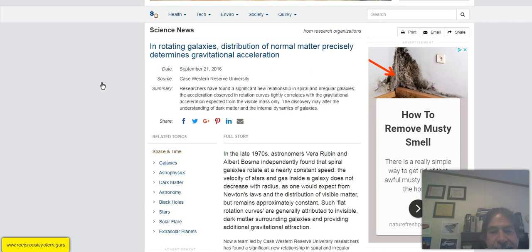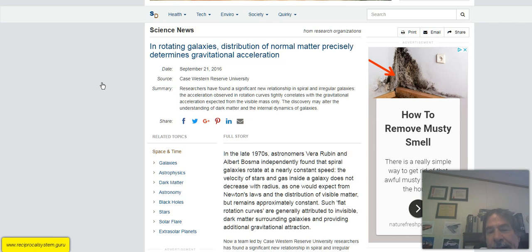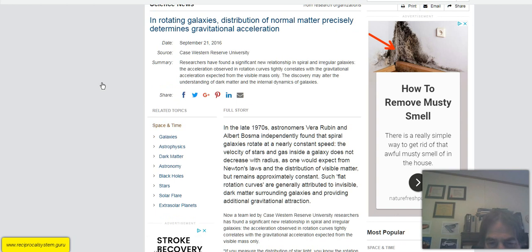Well, this is kind of curious because astronomers, astrophysicists, theoreticians have been expounding on this idea that dark matter is necessary to explain the rotation curves. Continuing with the article, it says here, in the late 1970s, astronomers Vera Rubin and Albert Bosma independently found that spiral galaxies rotate at a nearly constant speed. The velocity of stars and gas inside a galaxy does not decrease with radius as one would expect from Newton's laws and distribution of visible matter, but remains approximately constant. Such flat rotation curves are generally attributed to invisible dark matter surrounding galaxies and providing additional gravitational attraction. Well, that's bogus.